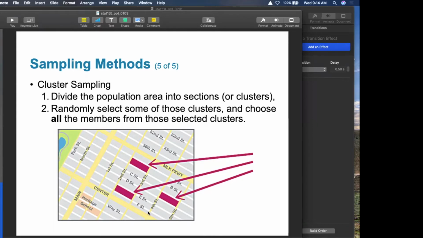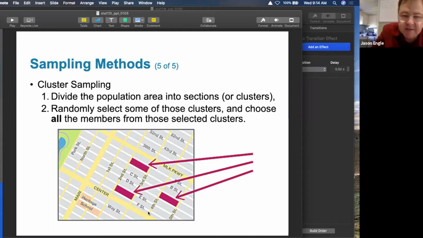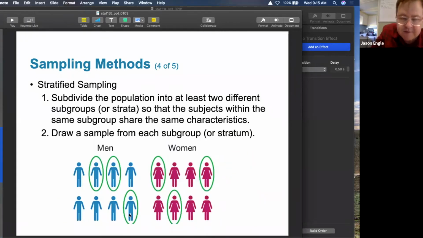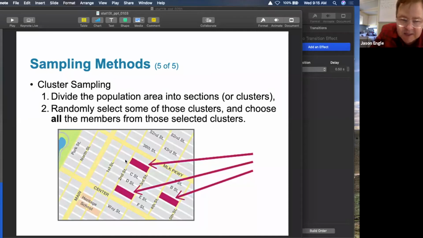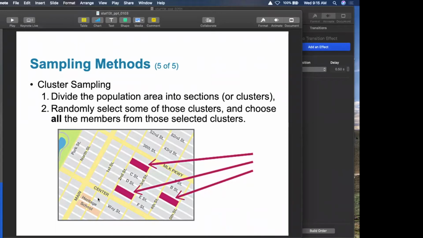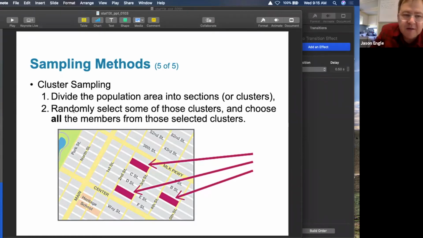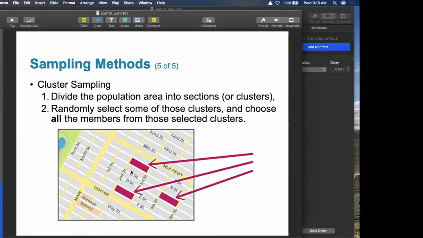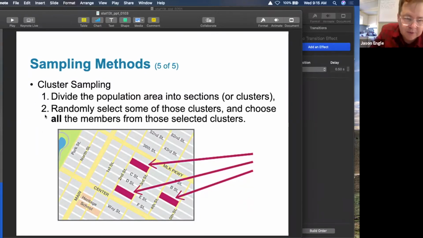And so stratified sampling, just like here where I just grabbed some people from each strata, would be to take some people from each block. So the strata would be the blocks. Exactly. And the key is, with cluster sampling, see how I'm grabbing everybody from each cluster? With stratified sampling, I'm grabbing some people, not all people, only some people from each strata.